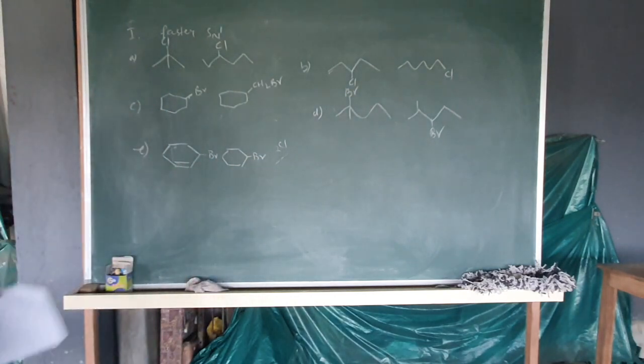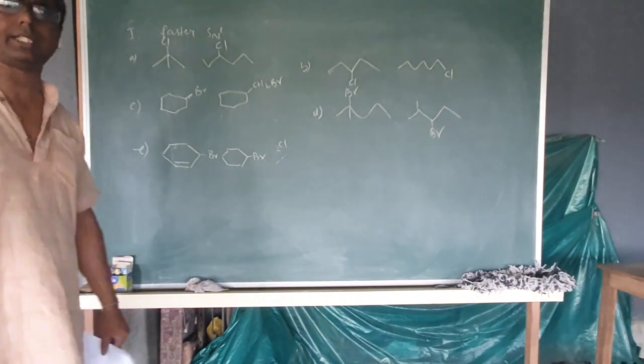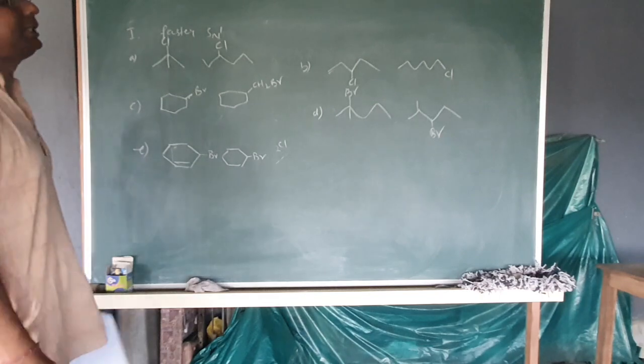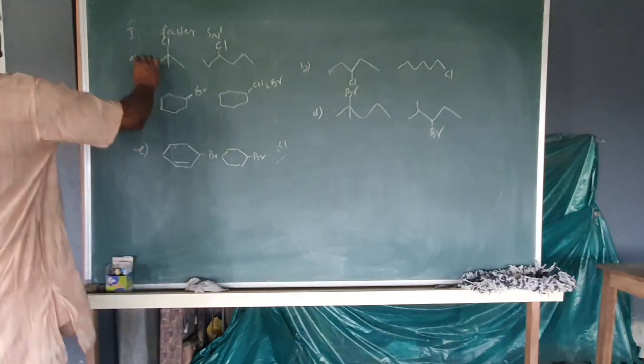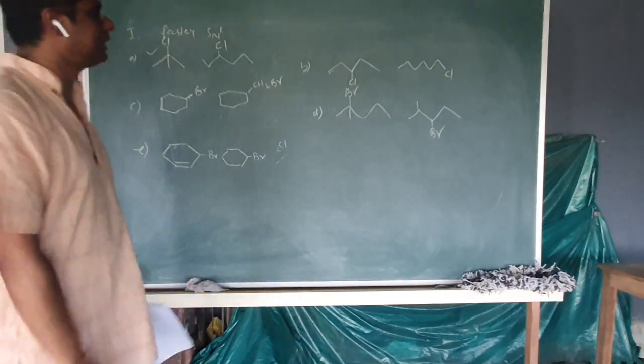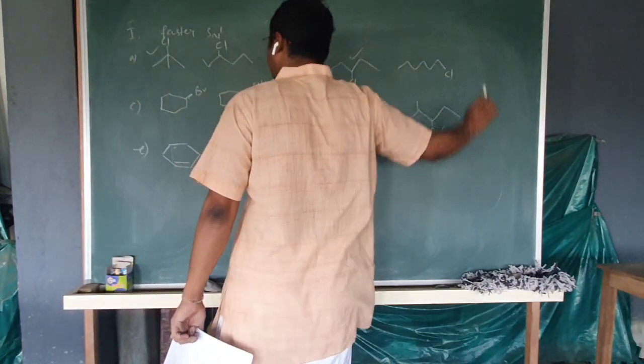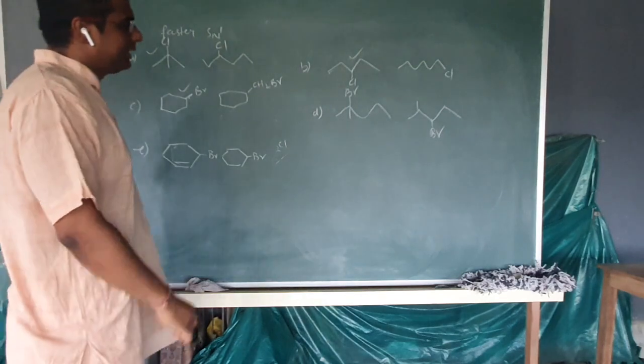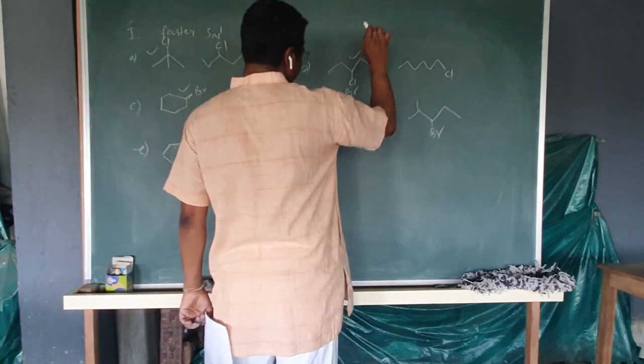Okay guys, now we are going to check which has a faster SN1 reaction. Let us see this one. For SN1, the higher the degree, the better the SN1. So this is 3 degree, this will go faster. This is 2 degree, this will go faster. This is 2 degree, will go faster. This is 3 degree, will go faster.